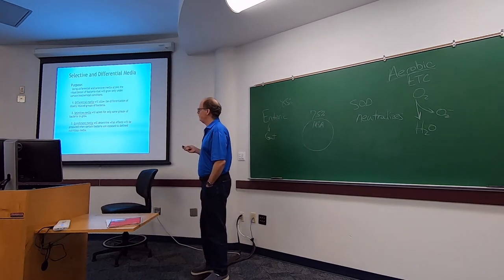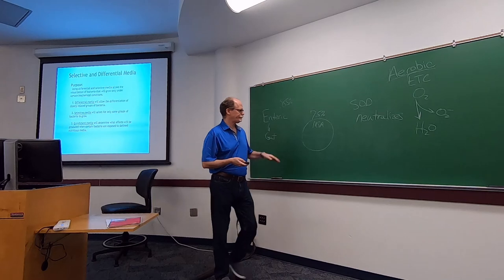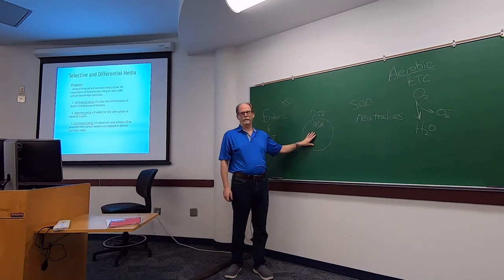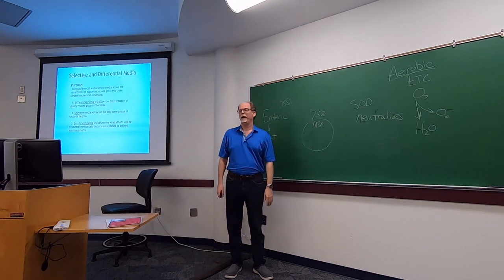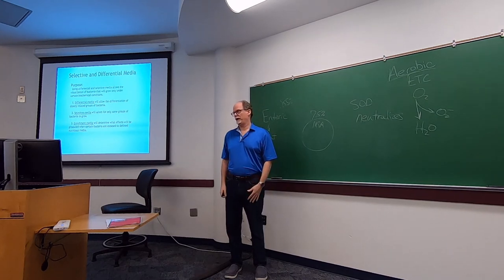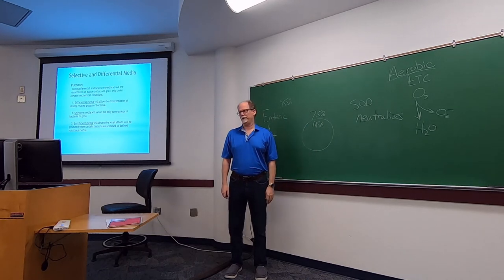If a media, when you describe it as being differential, then it gives you the ability, like on the MSA plate, if the plate turns yellow, it's probably Staph aureus. If the plate doesn't turn yellow and the bacteria grows, then it's probably Staph epidermidis, right? Why is it differential? It's based on a fermentation of the carbohydrate.